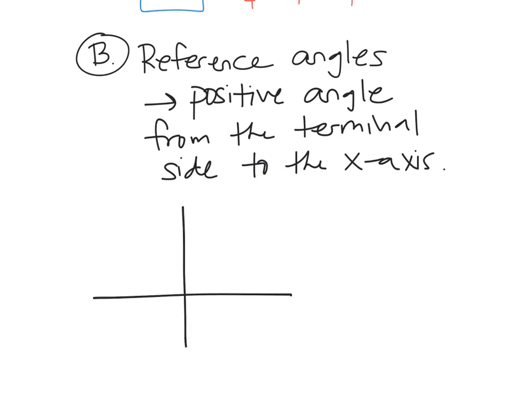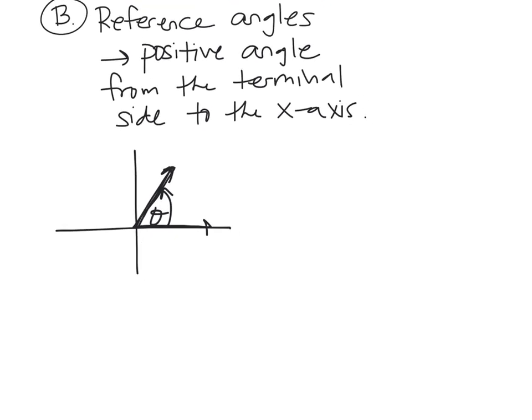Quadrant 1 is pretty basic. If we have an angle in quadrant 1, right here, the reference angle is just the same angle that it is because it's the angle from the terminal side to the x-axis. It's the same exact angle. So we don't need a reference angle when we're in quadrant 1. Quadrant 2, 3, and 4, you will.